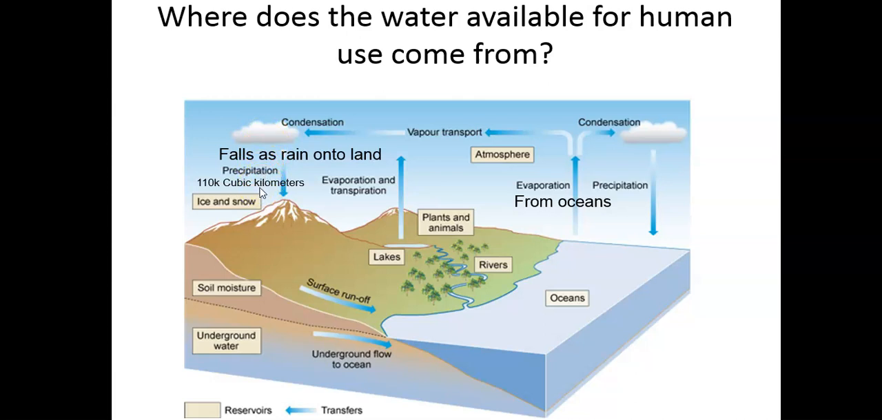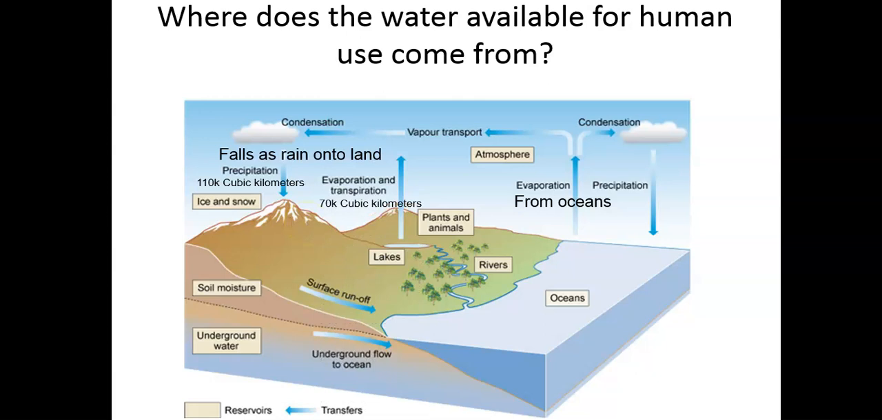To the tune of 110,000 cubic kilometers of water per year. Now that's a unit that is hard for me to put my head around. I'm going to try, in future slides, to turn that into something a little more digestible, something that makes more sense. How much is a cubic kilometer of water? Hard to grasp what that means, but it's a lot, right? So 110,000 cubic kilometers of water falls.